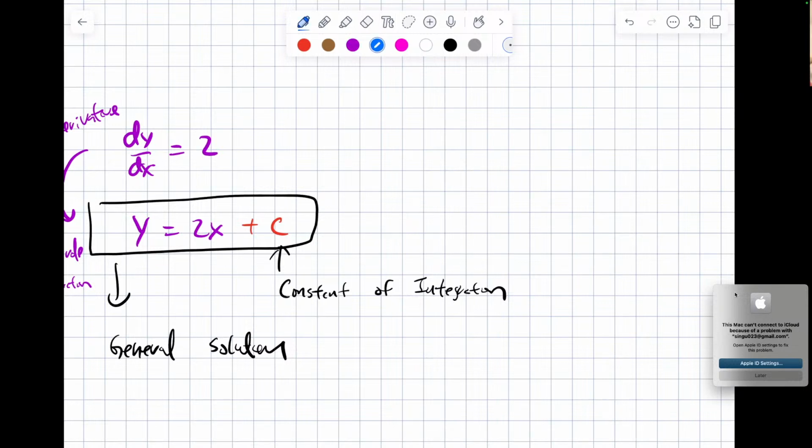Now, what is the function called before you take an antiderivative? What is this function called? This is called a differential equation. Is this okay?